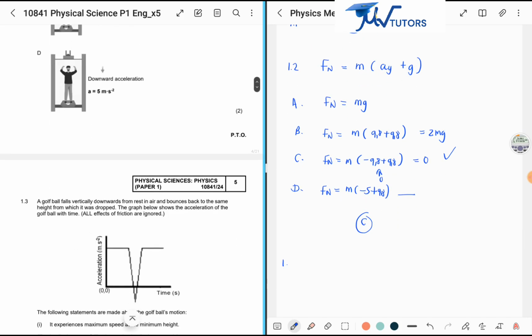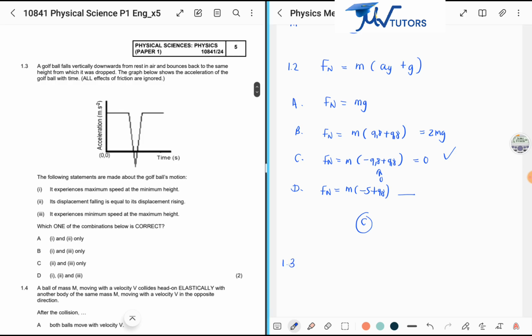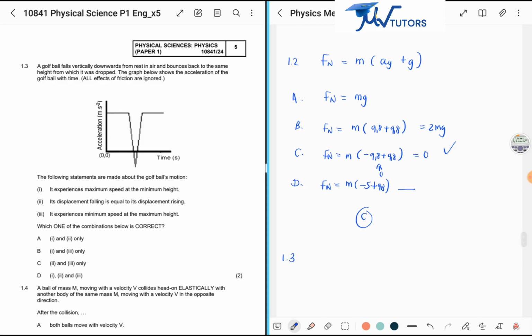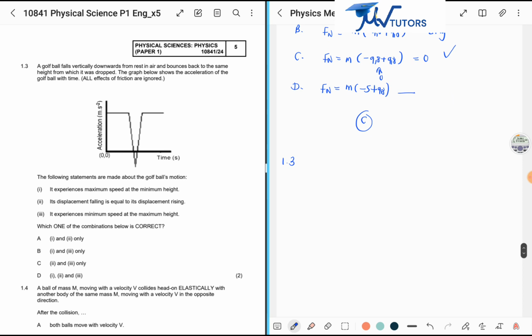Alright, now let's go over to 1.3. A golf ball falls vertically downwards. So you have a ball, it goes all the way down. It falls vertically downwards from rest, so we know that our initial velocity there is 0. Then it bounces back to the same height. This would be your ground, and then it bounces back to the same height from which it was dropped.